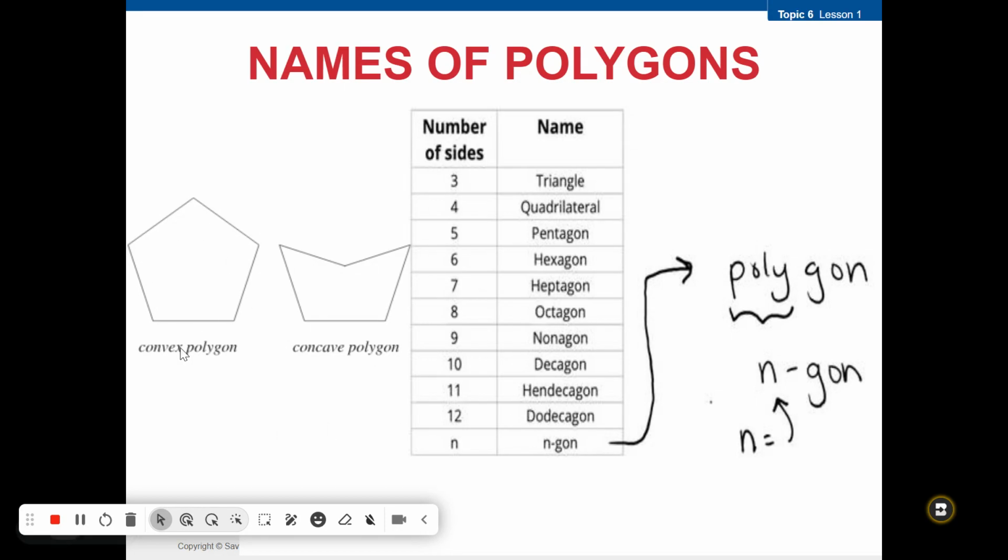So if we look here, this is an example of a convex polygon, and this is an example of a concave polygon. Okay, so a concave polygon is like something that's caving in on itself. We kind of talked about that in topic 1. But convex has an outward shape, kind of a little bit more circular, okay? So I'll give you a minute to write this down.